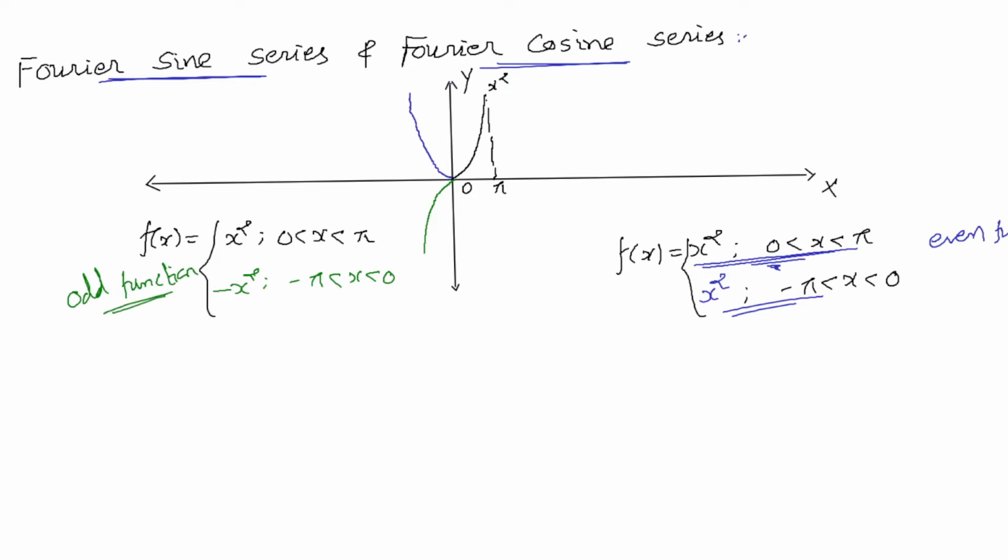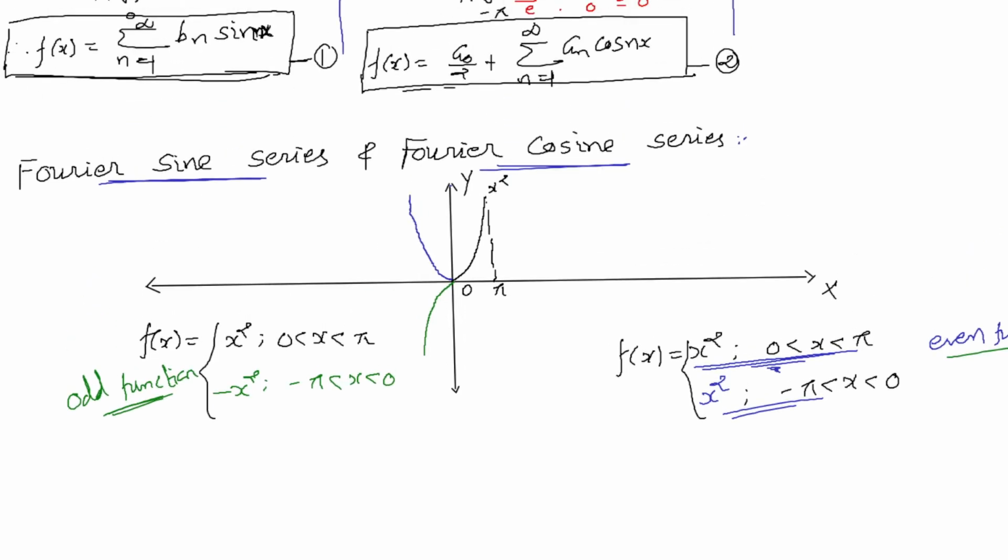So in Fourier sine series and cosine series, what we are doing is that we have given the function on the half period, and on the other half period, we choose the function for even nature or odd nature. If we choose the odd nature function, it gives us the Fourier sine series. If we choose the even nature function, then it gives us the Fourier cosine series, and the formulas are these.